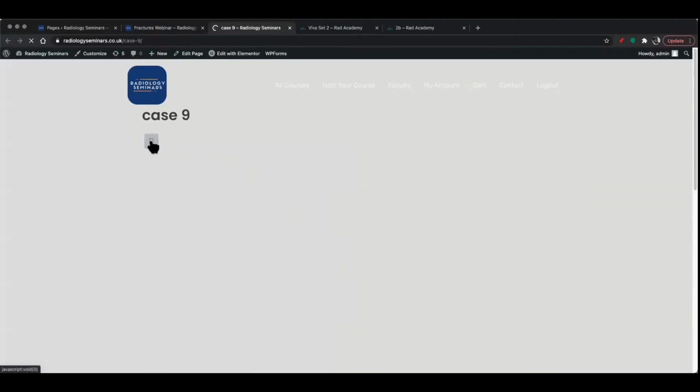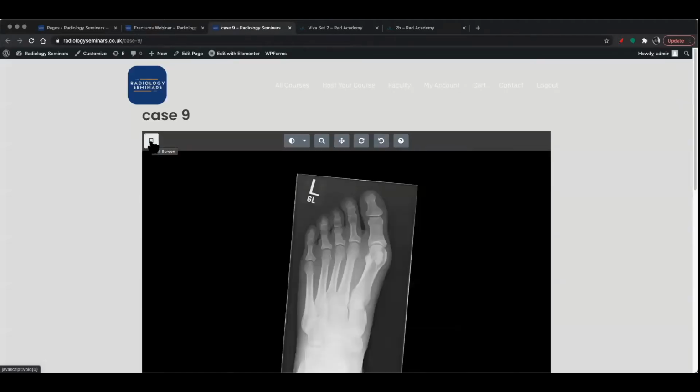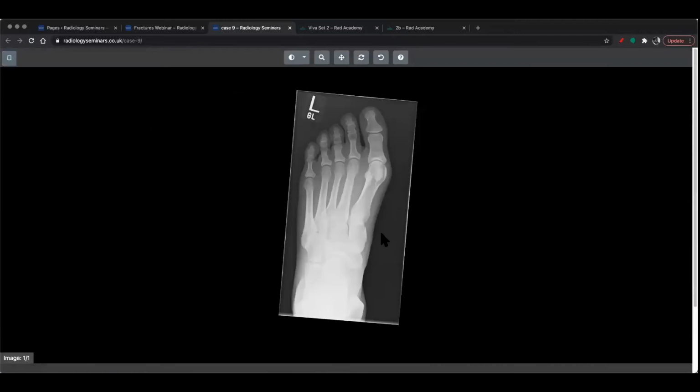Okay, so case number 9. Hopefully it loads up. Right, so these things can be a bit subtle. We're going to have to work through this case a bit.